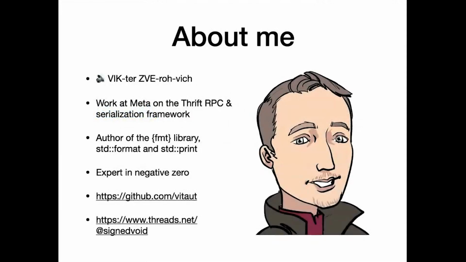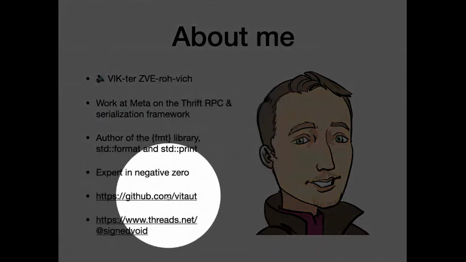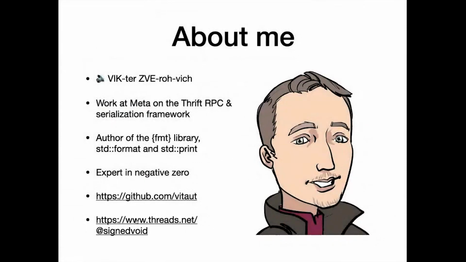So a few words about myself. I work at Meta on the Thrift RPC serialization framework. It's kind of similar to Google Protobuf and gRPC together. I'm also the author of the {fmt} library, C++20 std::format, and C++20 std::print. Self-proclaimed expert in -0. You can find me on my favorite social network, GitHub, and since Twitter/X is kind of dying, I set up a place for breaking news on that stuff.